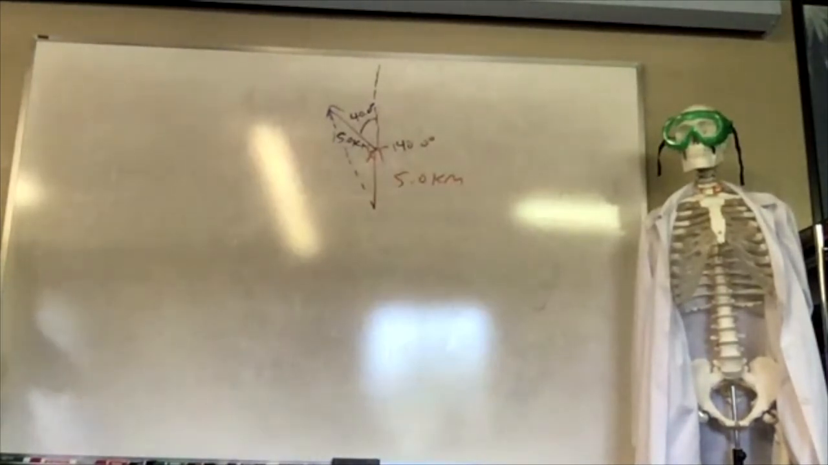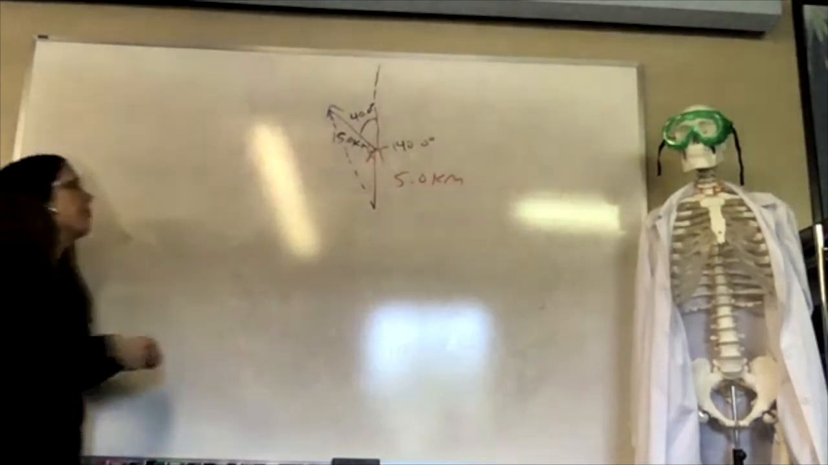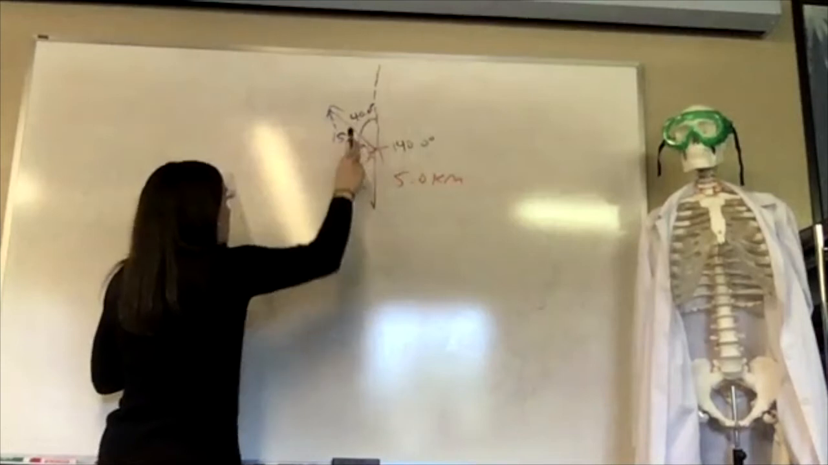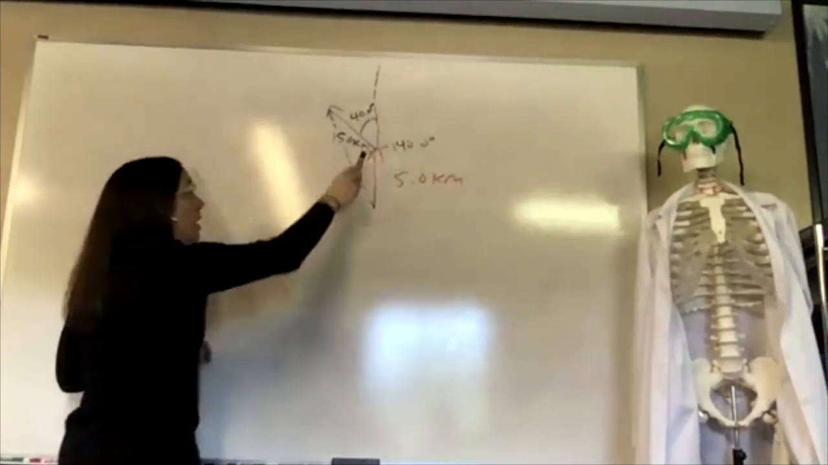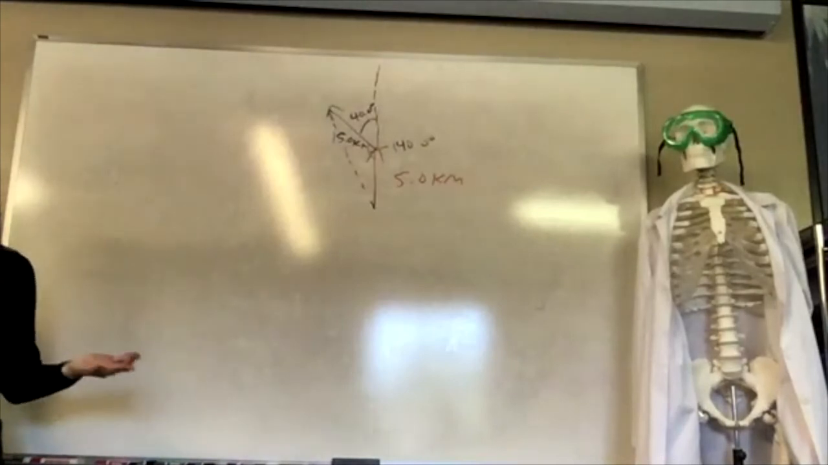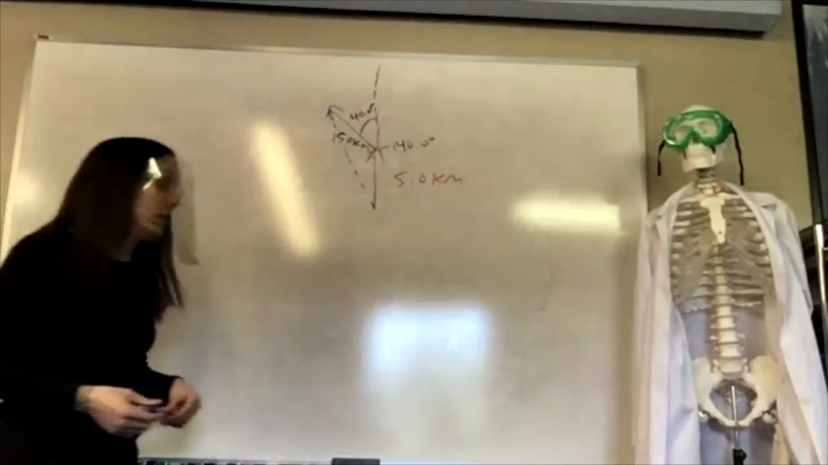Good. So we can use law of cosines, right? Because what do we know? We know an angle. We want to find this side, but we know two other sides. If we know two other sides, and we know the angle of the unknown side, then law of cosines will give us the answer.